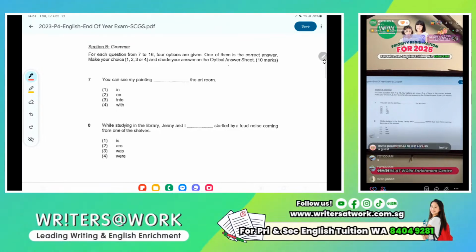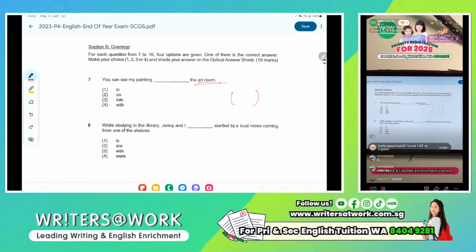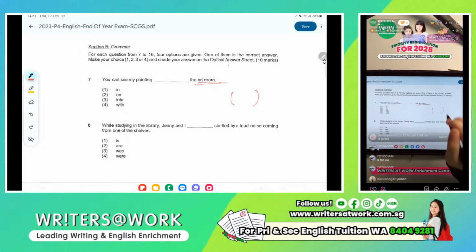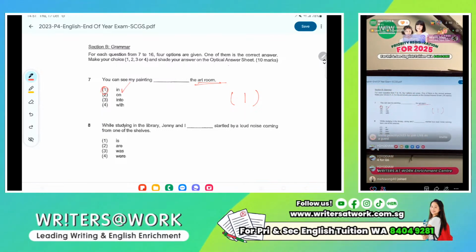Okay, section B. Now we are at grammar. You can see my painting blank the art room. Okay, art room. So which preposition would this be? Question number 7. 1. Okay, good. Then very fast. Yes, in the art room.